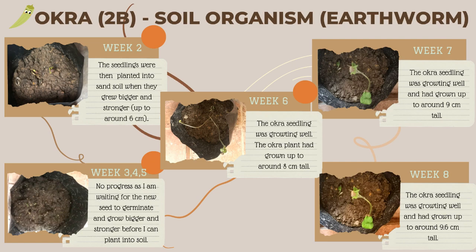During week 3, I took the leftover seeds from one of our group members, Jachi, and started to germinate the seeds all over again during week 4 and week 5. I planted the seedlings into the loam soil that contained around 10 earthworms again during early week 6. The okra seedlings were growing well and grew up to around 8 cm tall. They had grown up to around 9 cm tall during week 7, and in week 8, the okra seedlings had grown up to around 9.6 cm tall.